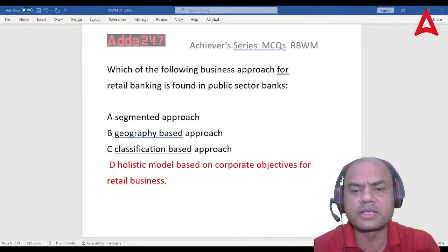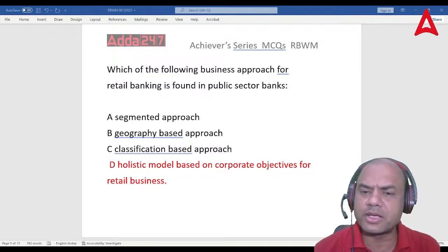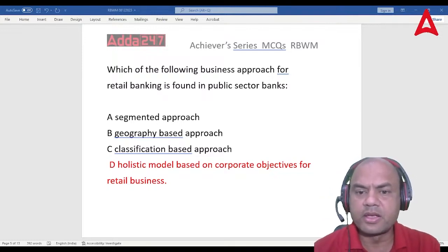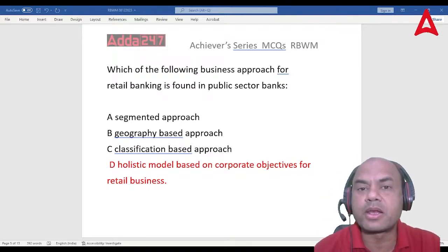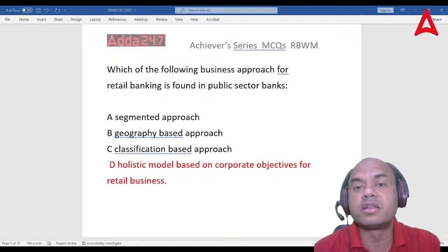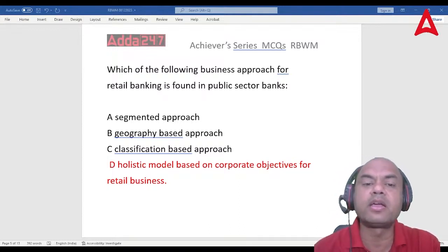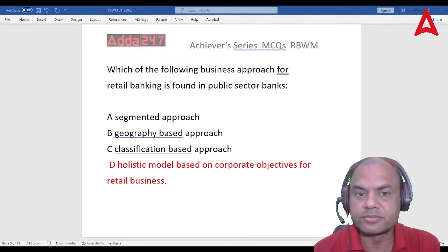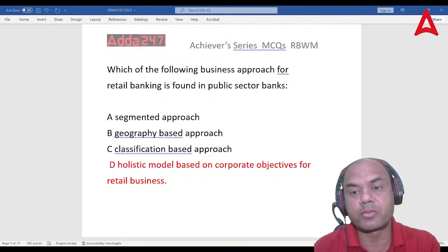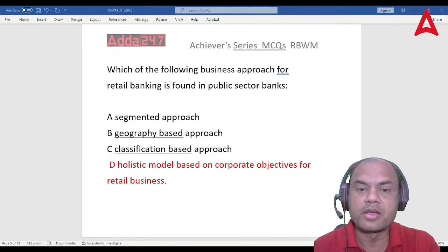Wherever I want, the branches are not working, so I'll shift those branches. Right? Wherever there is a semi-urban branch, but there are a lot of urban customers coming over there, I'll shift it from semi-urban to urban. Okay. So anything can happen depending on the corporate objectives. These are very important corporate objectives. Okay. Chalo, let's move on.